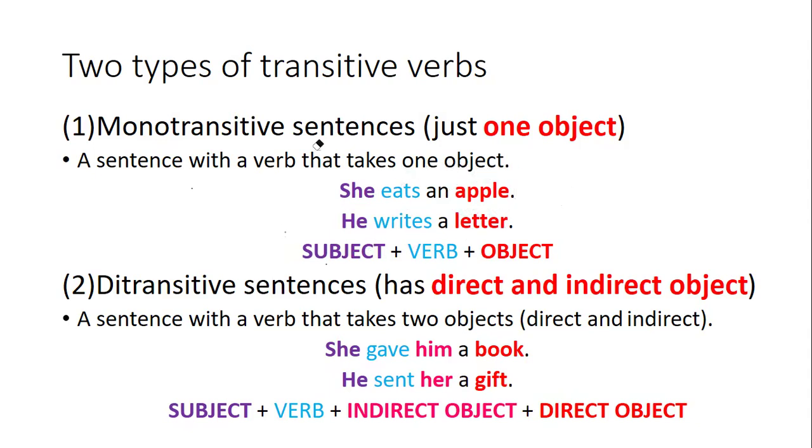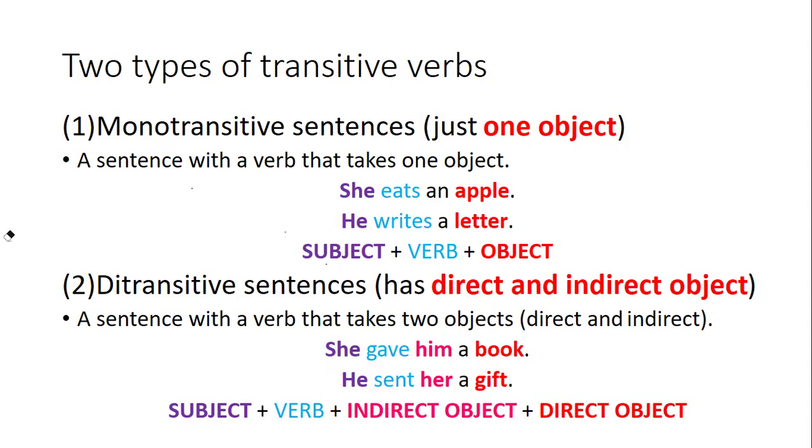Let's move to ditransitive sentences. Obviously, they're going to have a direct object and an indirect object. Two objects are going to be there. That's why di means two, right? So, ditransitive sentences: a sentence with a verb that takes two objects, direct and indirect.